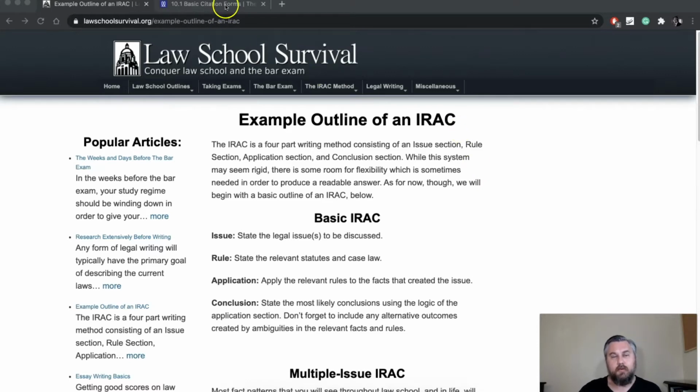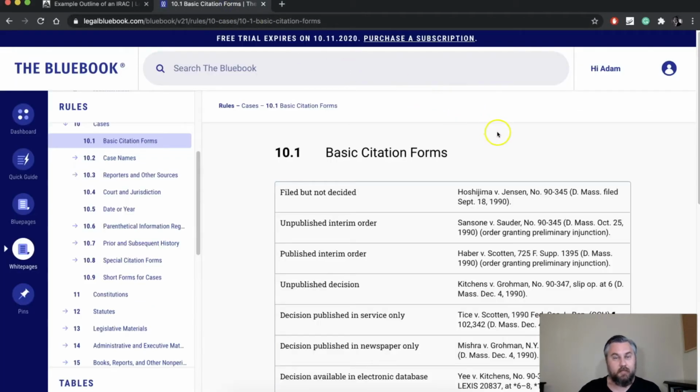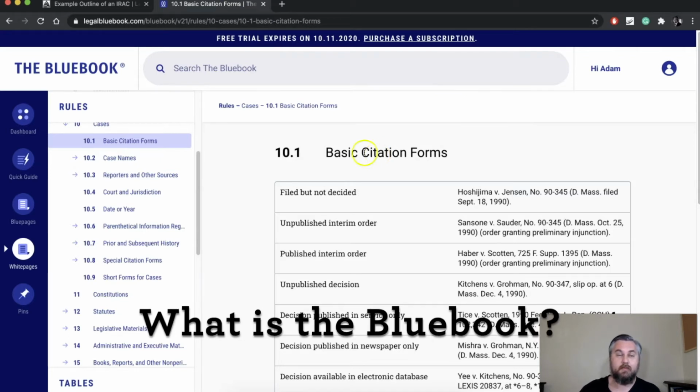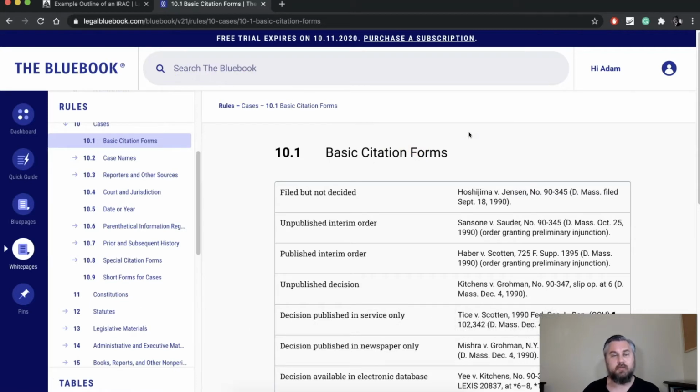Now, the other important part of what you're going to be doing in your LRW classes is you're going to learn the citation system that lawyers use. And that comes from a source called the Bluebook. The Bluebook is produced by Harvard Law School as well as a number of other law schools. And basically, it is a very old system that we've been using for a long time to standardize how we cite to cases and statutes and other sources of law.